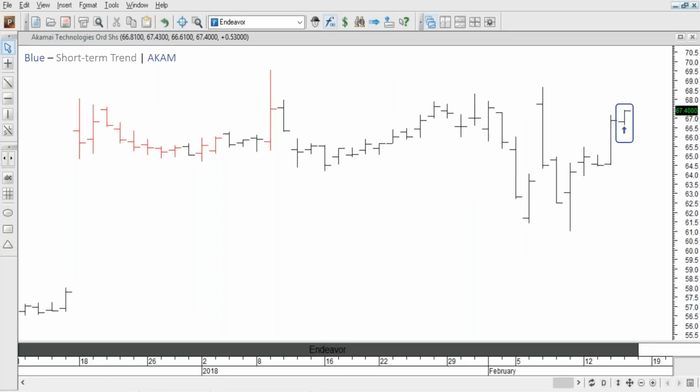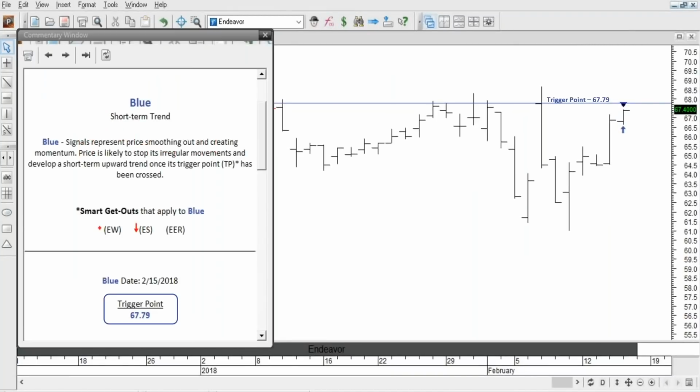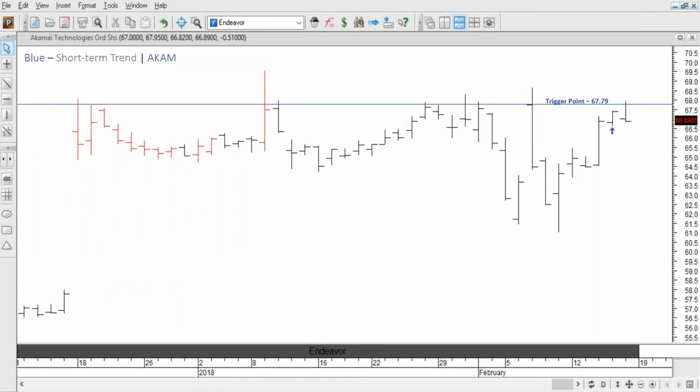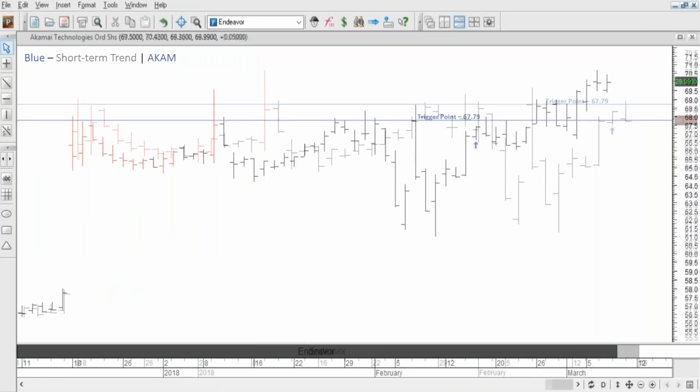This is Akamai Technologies, ticker symbol AKAM, which had a blue signal on February 15th. Let's open the commentary. We can see the trigger point here is 67.79. Once again, I've already placed a line in the chart, so I'll move us forward in time. The next day, price closes down, but it did take out the trigger point, so it's safe to jump in. I'll move us forward in time again.